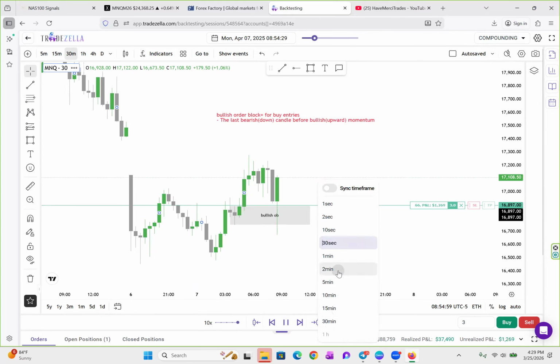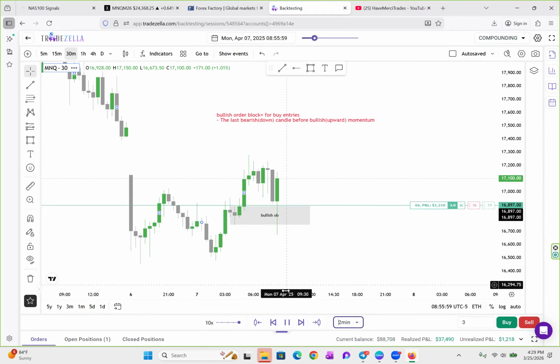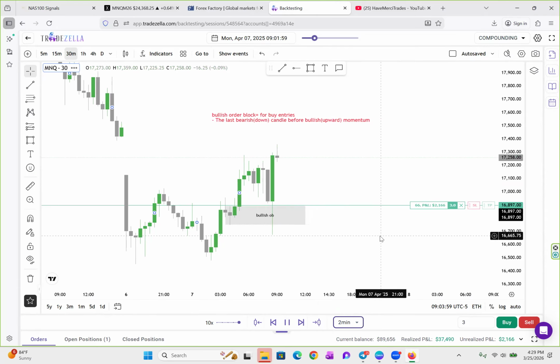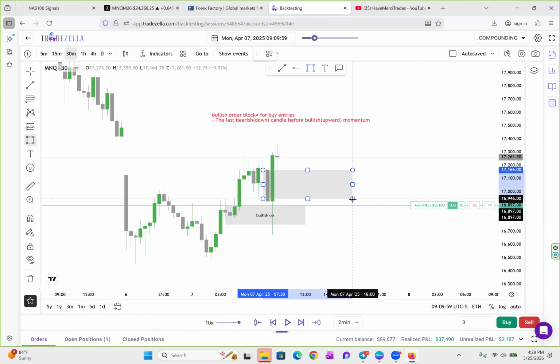If I speed it up a little bit, you can see that price continued to push up from there. I just want to pause it real quick because look at this. Price did create another bullish order block, the last bearish candle before bullish momentum. It's clear momentum because it's clearly bigger than the last bearish candle. And as you can see, price is actually rejecting off the top of this as well.